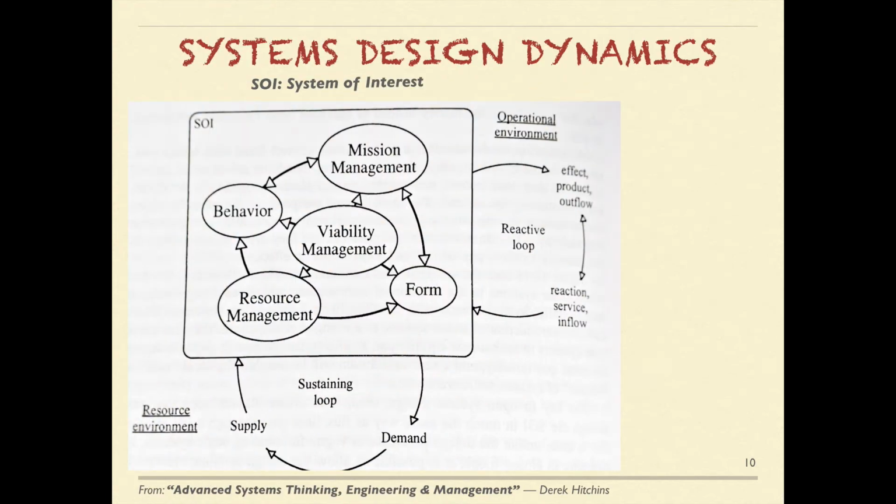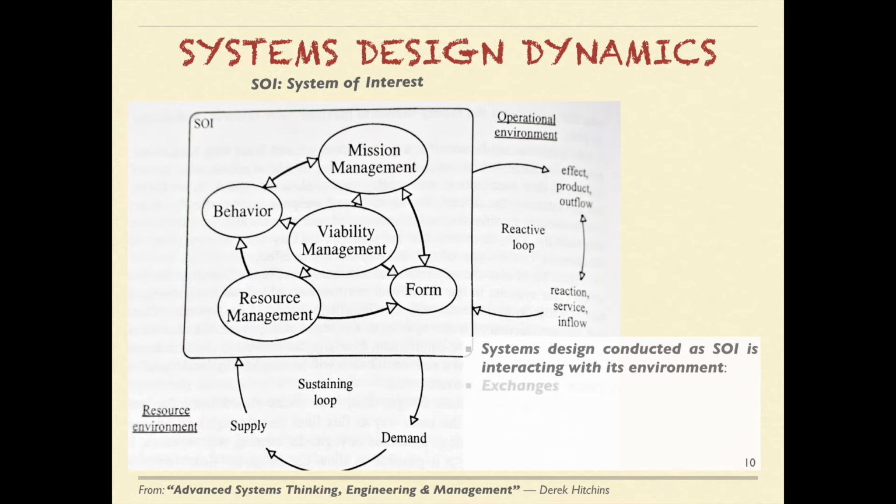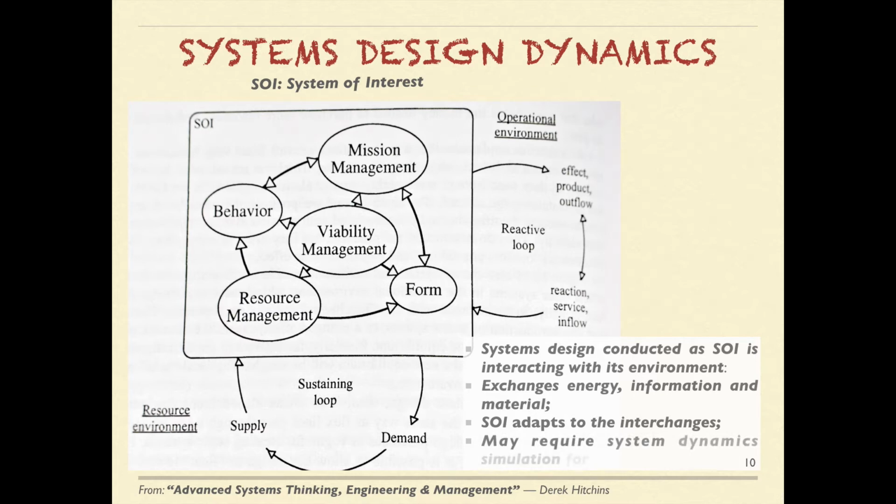System dynamics. I've got the system of interest there, shown as the various managements and form, and the system of interest is sustained by two loops. There's a reactive loop where it produces an effect or a product or an outflow, and there's a reaction or a service inflow. And the other one is the resource environment, where there's a demand by the system of interest for resources and a supply, and the system of interest adapts to these inflows.